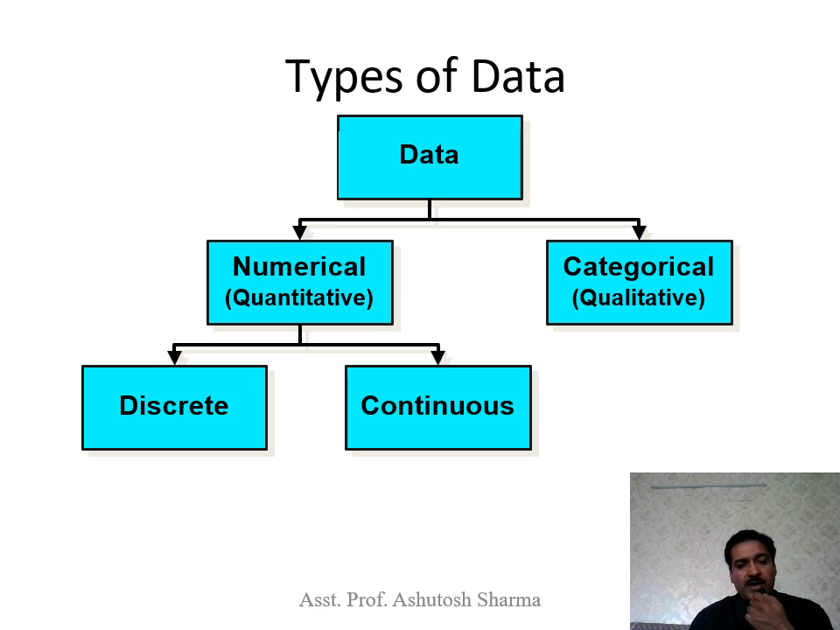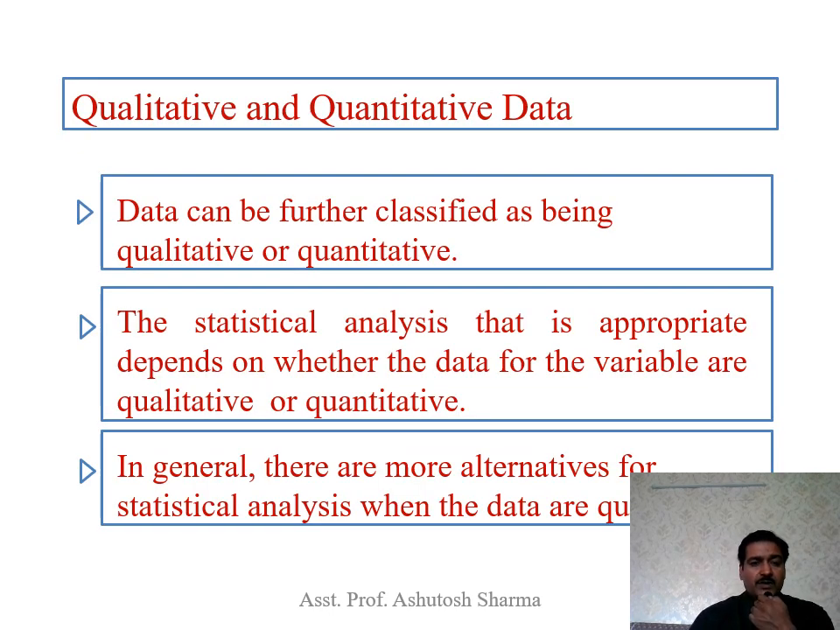So further, on the basis of these four types of measures of scales, we can divide the data into two categories in a broader sense: numerical, which is quantitative in nature, and categorical, which is qualitative in nature. Further, numerical, which is quantitative data, can be divided into discrete and continuous categories. To have more insight about these two types of quantitative and qualitative data, let's have some examples.